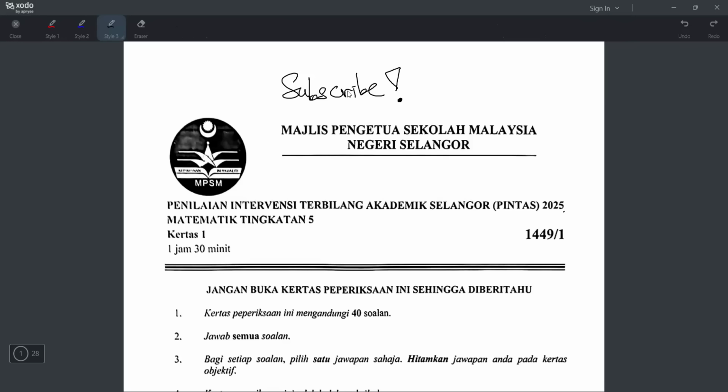Okay, this video we will do a maths paper. This is the Selangor paper. So it's the Selangor trial for 2025 and it's the maths paper 1.